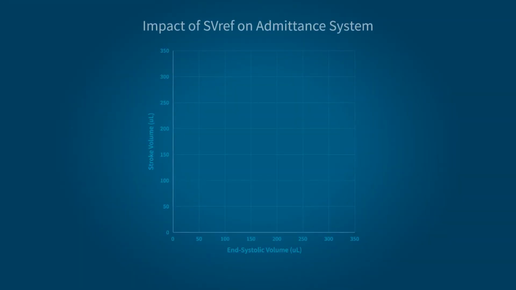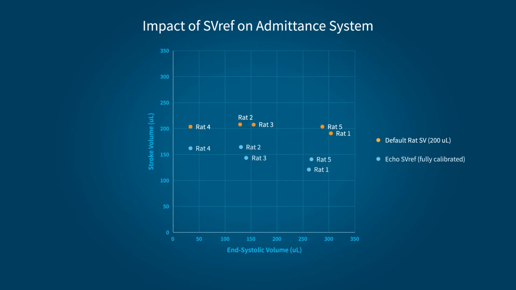When we look at this across a group of 5 animals, the use of the default value estimate consistently results in an overestimation of stroke volume in comparison to the Echo calibration. In addition, biological variability of the stroke volume values is reduced when using this estimate, causing all of the reported values to be tightly clustered around the reference value of 200. Essentially, by selecting the same stroke volume reference across a group of animals, you're predetermining your output stroke volume data.